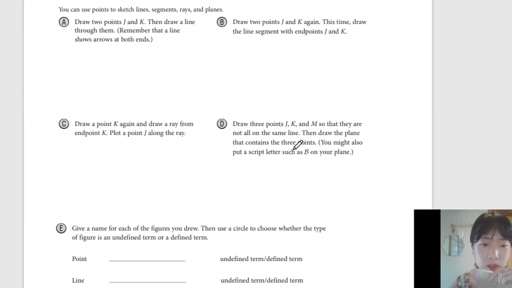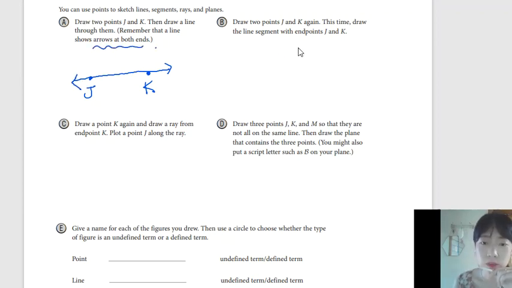Alright, so practice. Example A, draw 2 points J and K, then draw a line through them. You're going to do it by yourself if you can, by pausing the video and playing it back after you're done. But if you don't know it, it's okay. You can look at my example. Draw 2 points J and K. You can just draw anywhere, J and K, and then you're going to draw a line through them, and it's a line that's infinitely stretching. Okay, arrows at both ends.